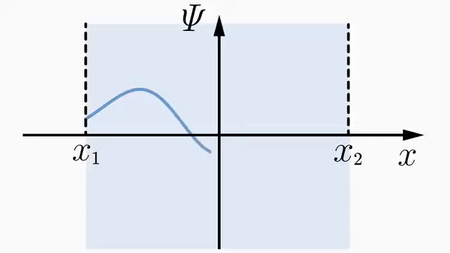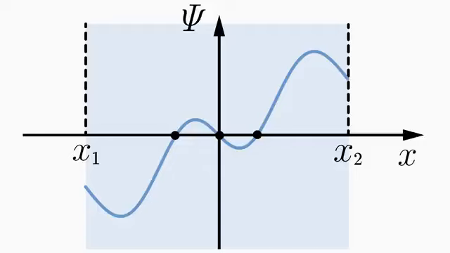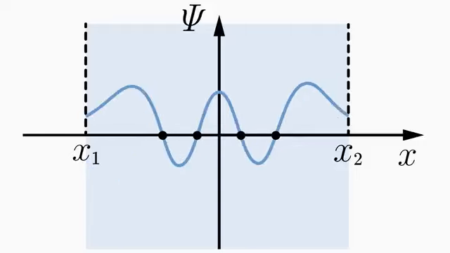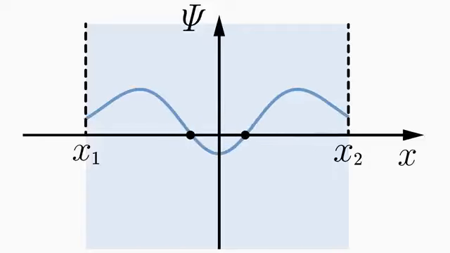In the classically allowed region between the locations x1 and x2, we can say about each wave function that it oscillates. The higher the total energy W of the particle, the more the wave function oscillates. If the total energy is lower, the wave function oscillates less.